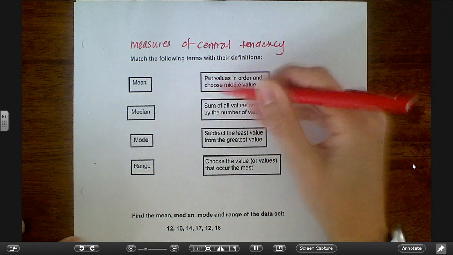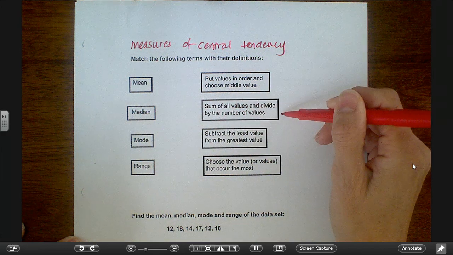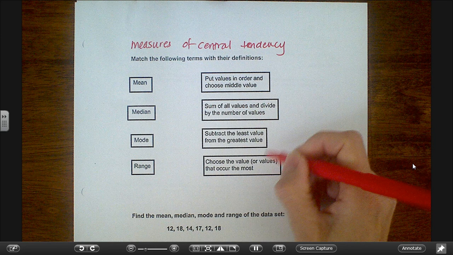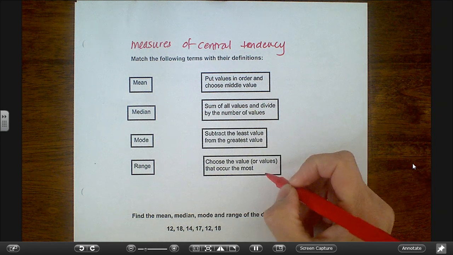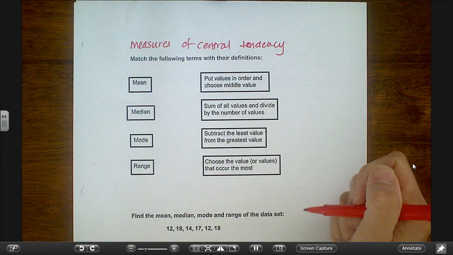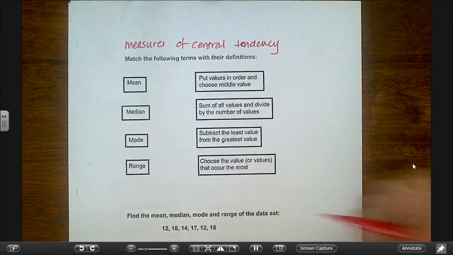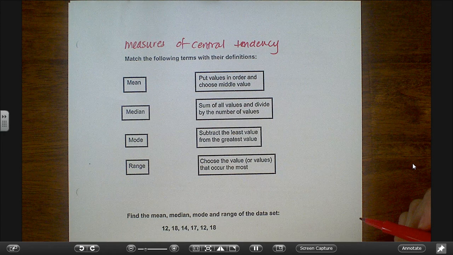One of these puts values in order and chooses a middle value. One of these takes the sum of all the values and divides it by the number of values that you have. One of these subtracts the least value from the greatest value, and the other one chooses the value or values that occurred the most. If we were in class, you'd turn to your partner and match these definitions, but we're not in class, so we're just going to do it together.